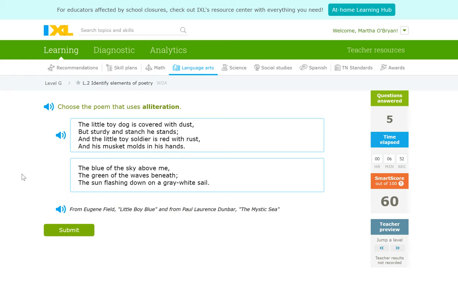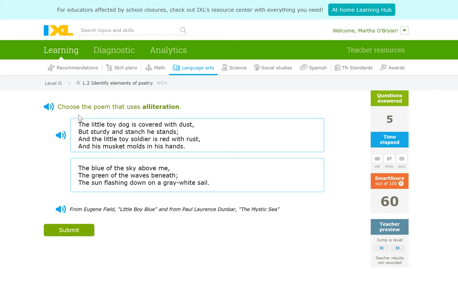Awesome. So for alliteration, that's when the words have the same starting sounds. So let's see if there are lines that contain a lot of one sound at the start of several words.